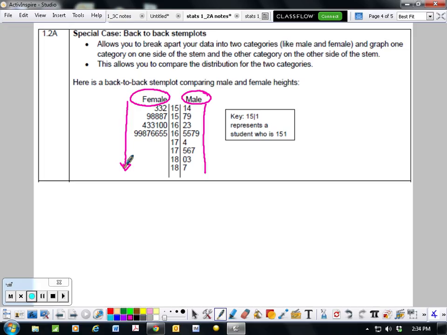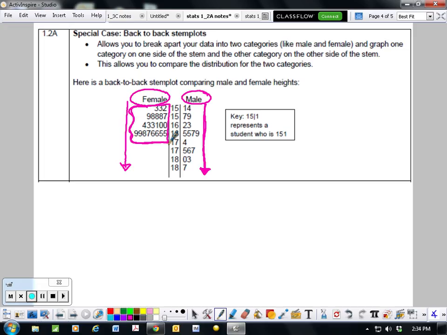And remember, when we're comparing distributions, we're always using words like males have a greater spread than females. And you can tell this from the stem plot because look how wide that is. And where females are all really bunched up right here, so they're not as spread apart. So males have a larger spread than females.